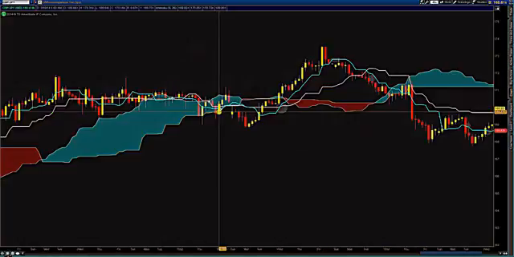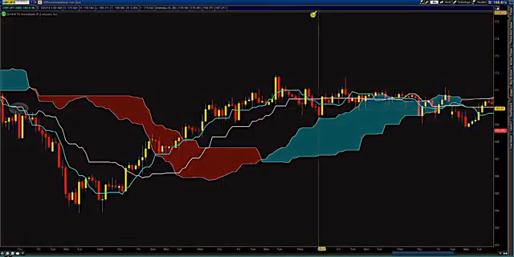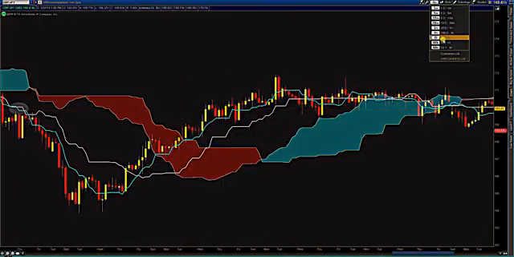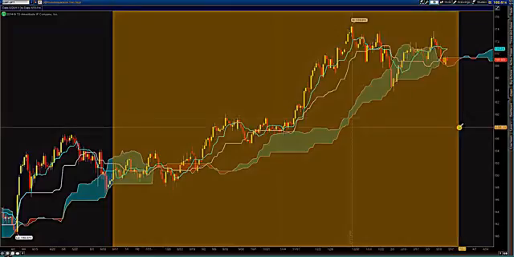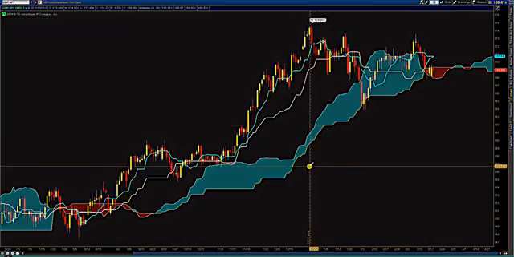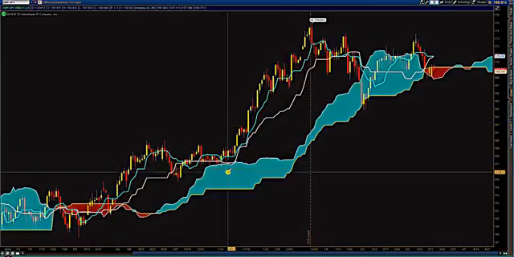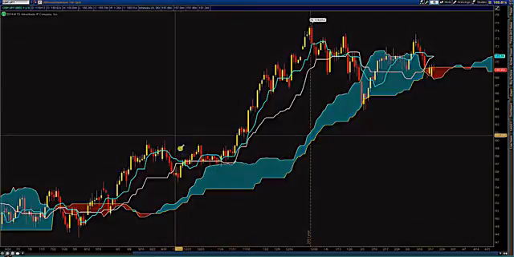Okay, now let's see if we can find another one. Let's look at another pair, or better yet, let's see if we can find one on the daily time frame. Now, daily time frame for pound yen, bullish cross.